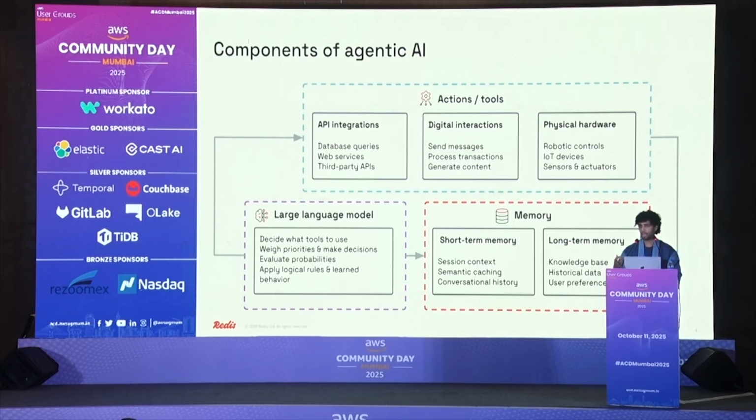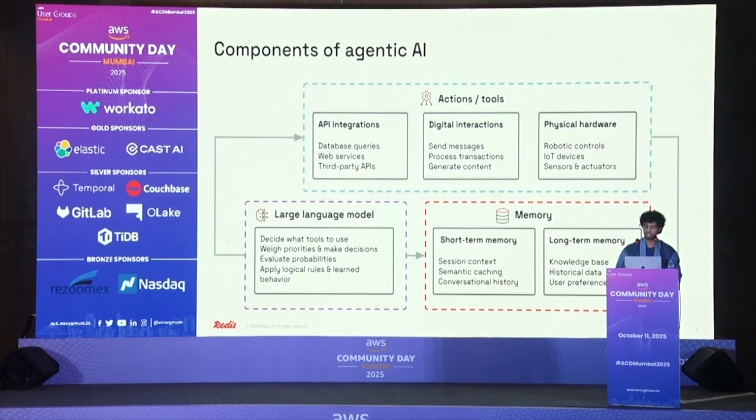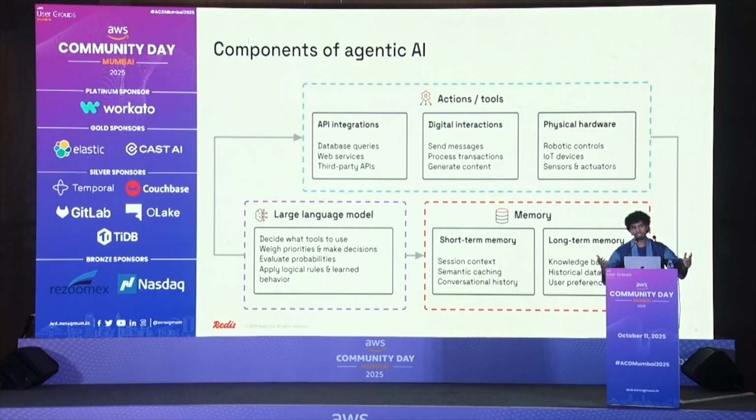And finally, we have the actions or the tools module. And this is the crucial difference between a chatbot and an AI agent: the actions and tools module, because that's what makes the agent useful, able to do things for you. Broadly speaking, you can think of this actions or tools layer as three broad categories.